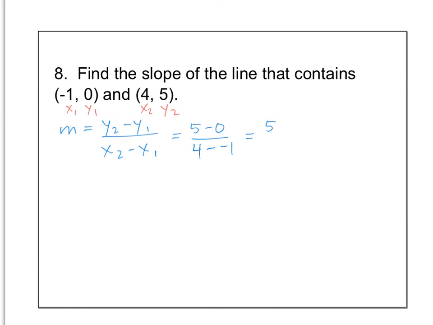5 minus 0 is 5. This minus a minus changes to a plus, so that is also 5. 5 over 5 is 1, and that is the slope that contains those two lines, and so you're done. The slope is 1.